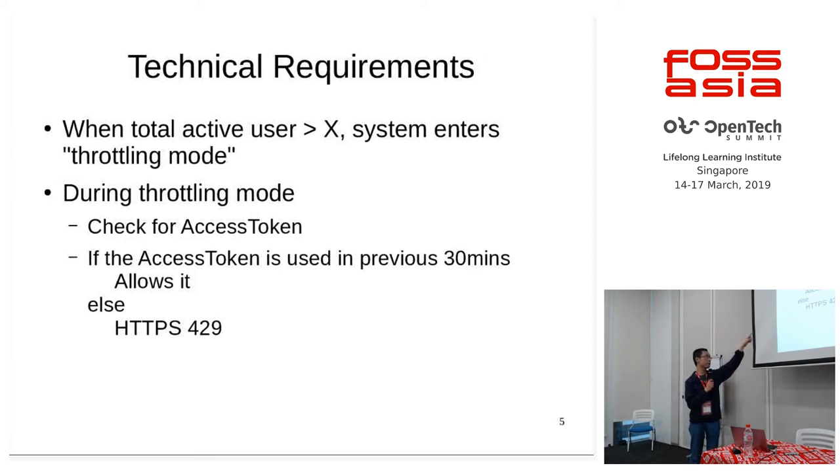In system throttling mode, we will perform a check for all requests. If that access token has been used in the previous 30 minutes, we consider this access token is used by an existing user and we allow it. If the access token was not used in the previous 30 minutes, we simply block it and return 429 Too Many Requests.